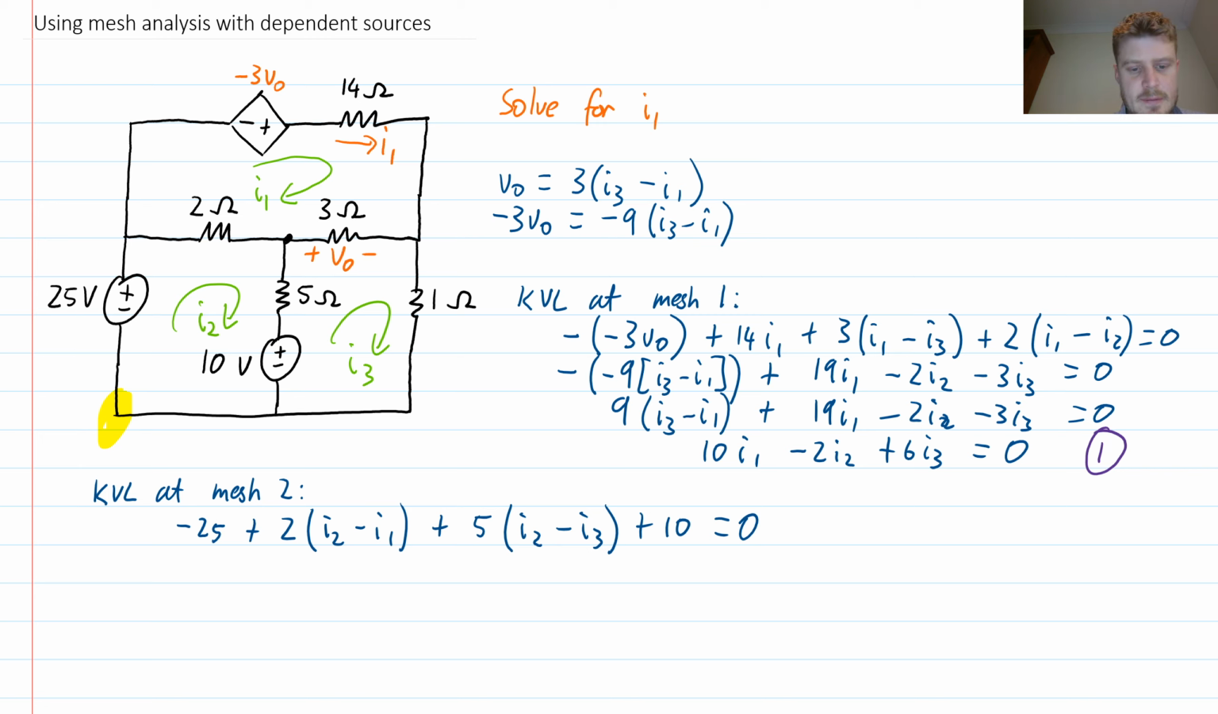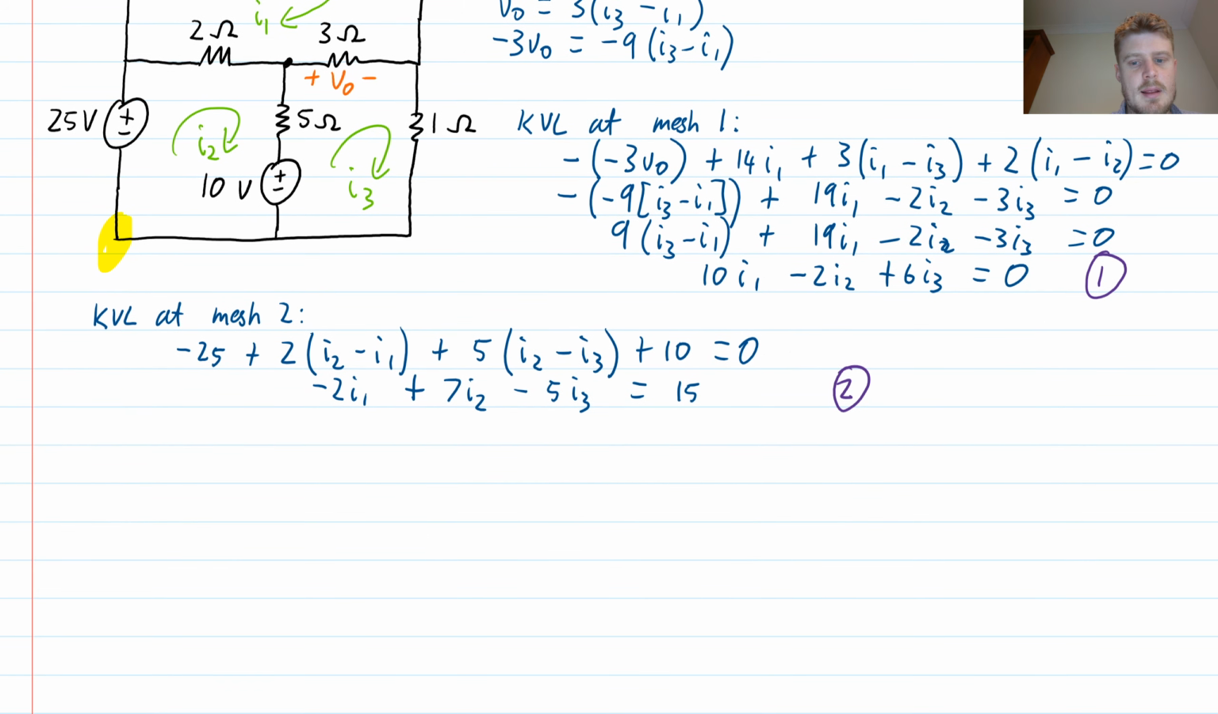So we can simplify this equation a little bit. The term involving I1 is minus 2. The terms involving I2 will be 5 and 2, which is 7 I2, and then I3 is minus 5. Then negative 25 plus 10 is negative 15, and I'll bring it to the other side and it becomes plus 15. So that is equation number 2.